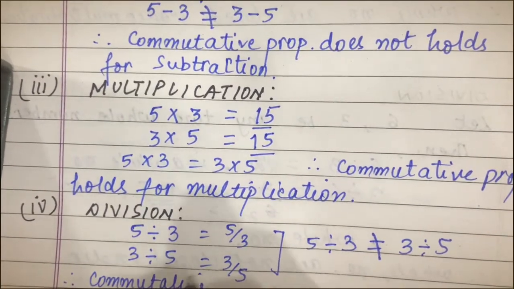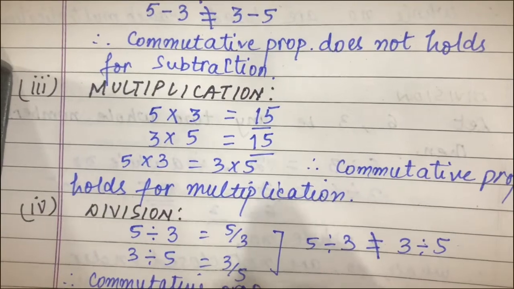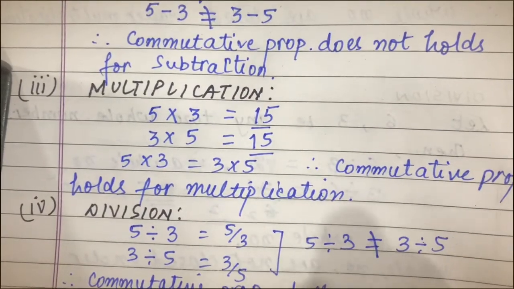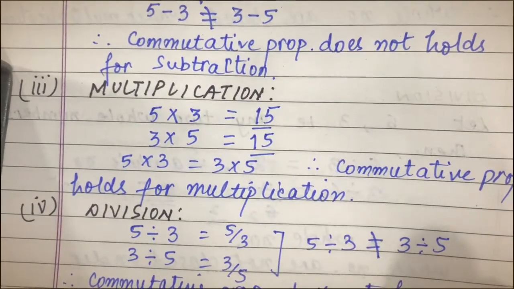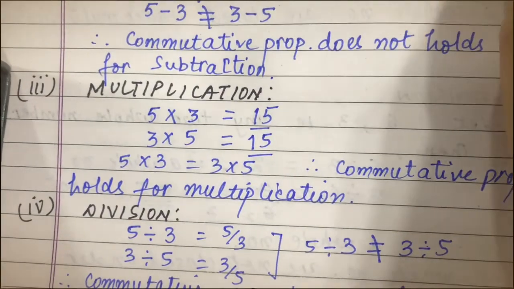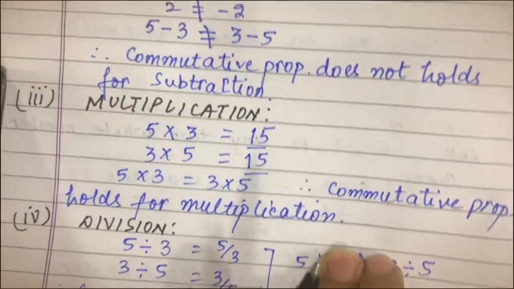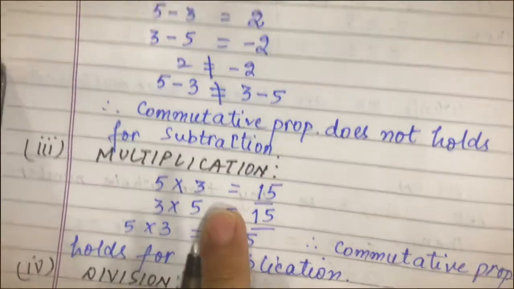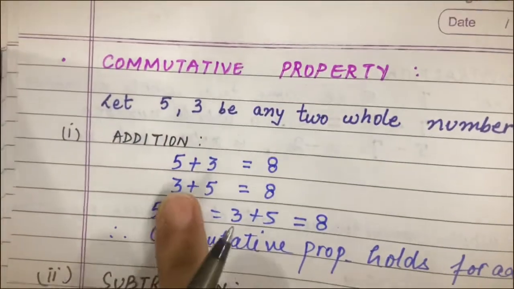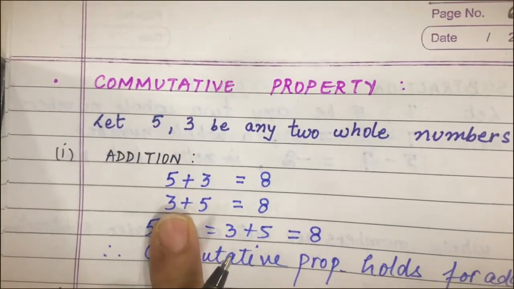Commutative property does not hold for division. So what we observe from this is commutative property holds for multiplication and for addition only, right?